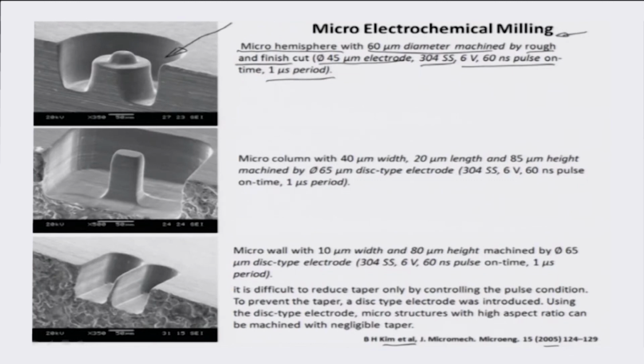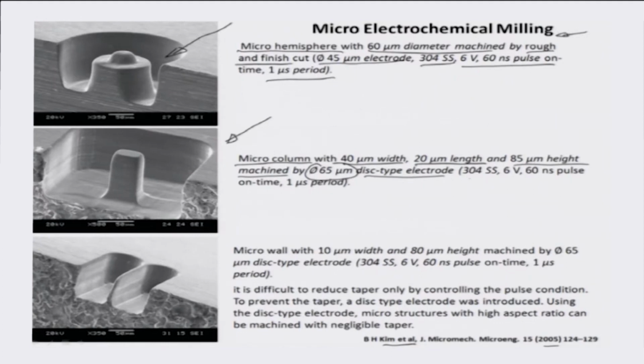Similarly, this again is another example where a micro column has been machined with a width of 40 microns, 20 micron length and 85 micron height. So, a very high aspect ratio has been machined by again a 65 micrometer disc type electrode. And this is again an example of milling where the electrode is rotated, because of which there is machining taking place at this nanometric level.